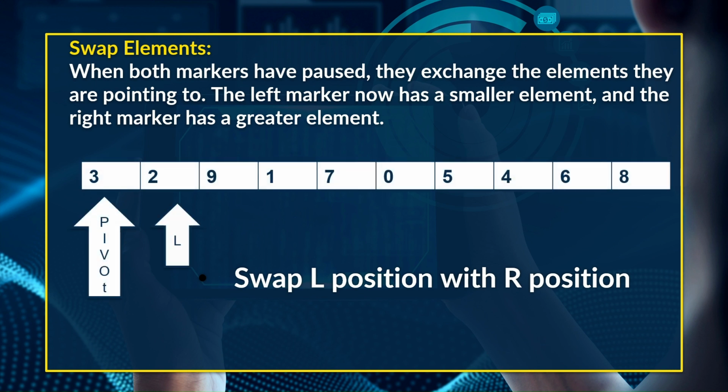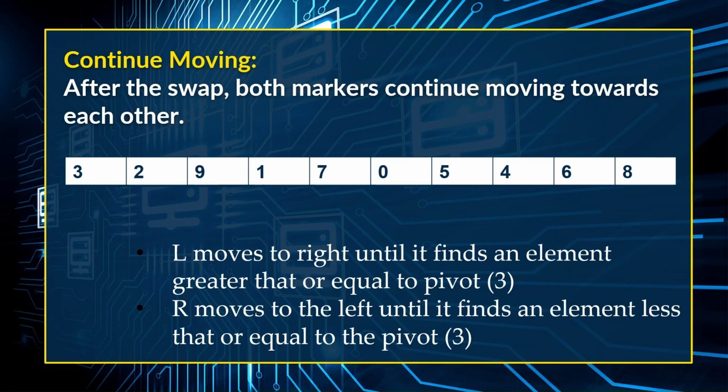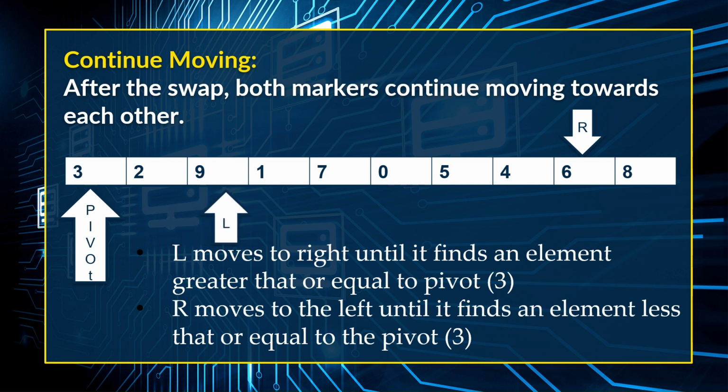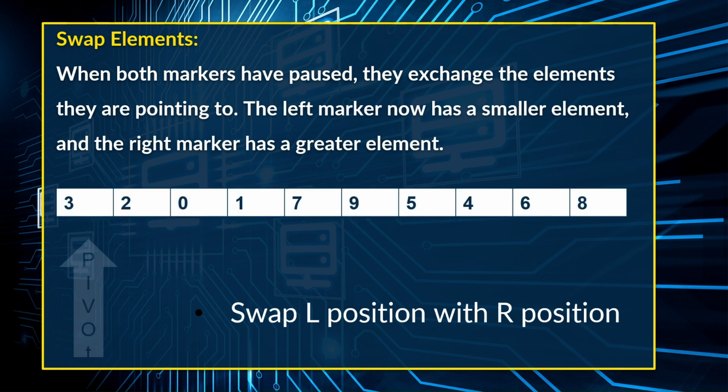When we find these elements, we swap their positions. So it's here swapped. Then we continue moving the left marker to the right until it finds an element again greater than or equal to the pivot, which is here 9, and then the R marker keeps moving to the left until it finds an element less than or equal to the pivot, which is here 0. Then we swap them again.